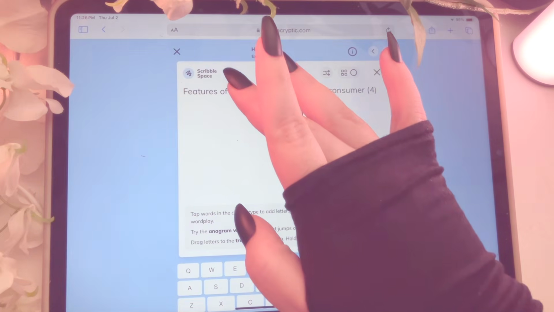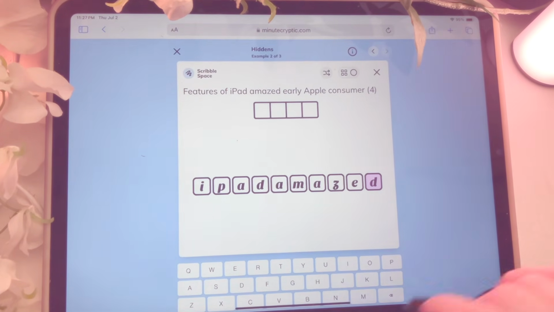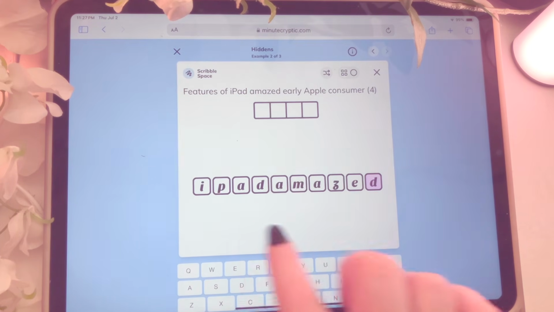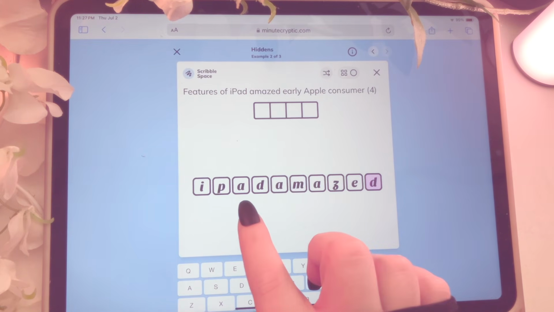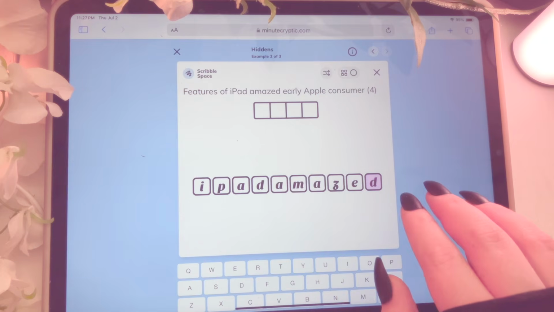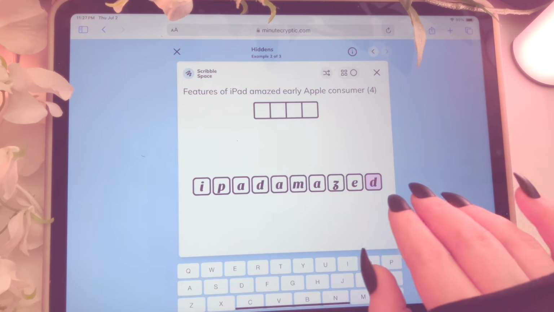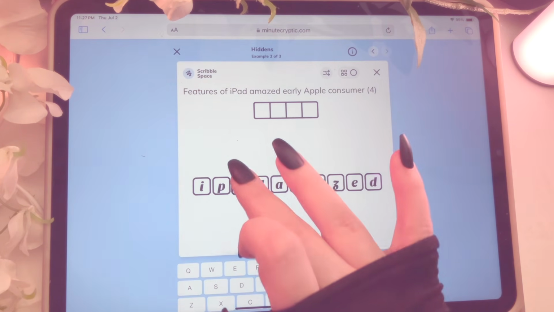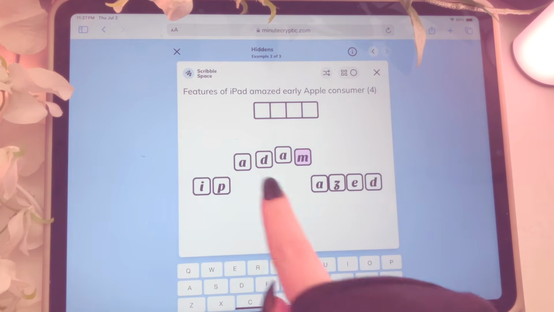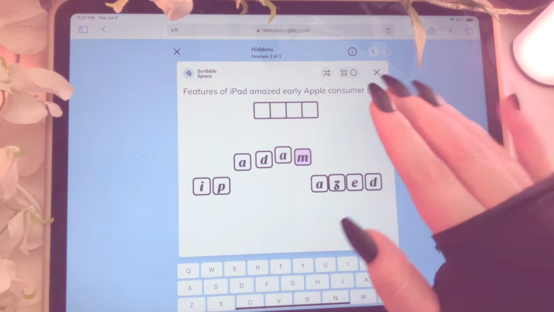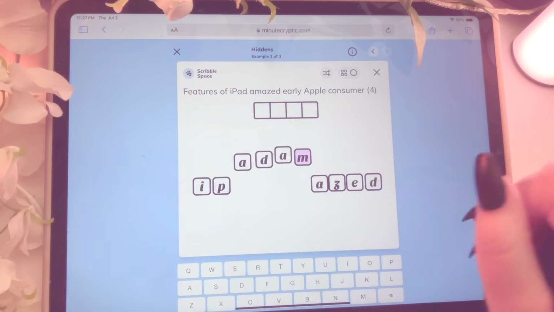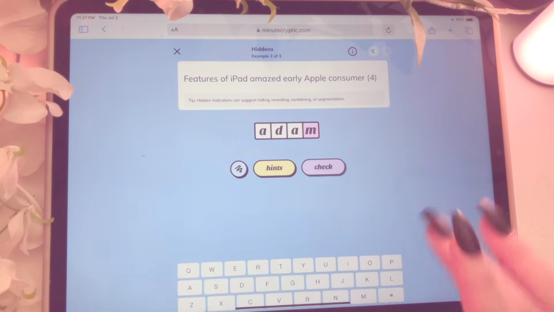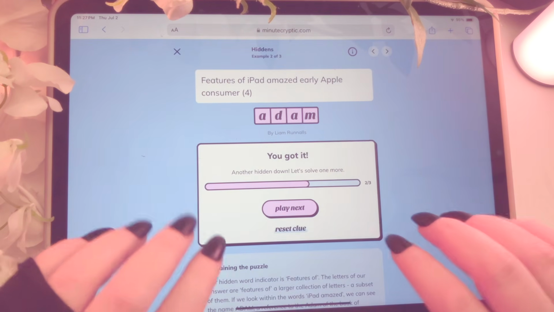I'll open this back up again in case it helps you see it. iPad amazed. And if we just squish them all together like this, maybe you can see in here a set of 4 letters in a row. That could be an example of an early Apple consumer. Perhaps Adam from the biblical story of eating an apple from the tree of knowledge, of course. Adam, let's see. Yes, we got it.